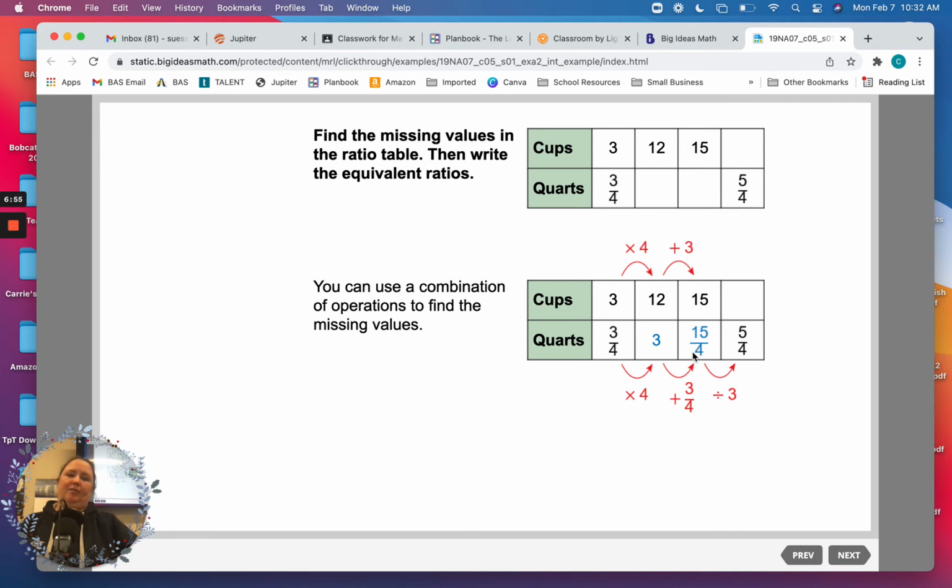Okay, and then what happened from 15 over 4 to 5 over 4? We divided by 3. So then we take this 15 divided by 3 and get what? You get 5. Excellent. Okay, write this whole chart in your journal right here with all the little markings. I'll give you a moment. So then you can write each of these as equivalent ratios. 3 to 3/4, 12 to 3, 15 to 5/4, and 5 to 5/4. Once you have that written in your journal, go do your next try it.